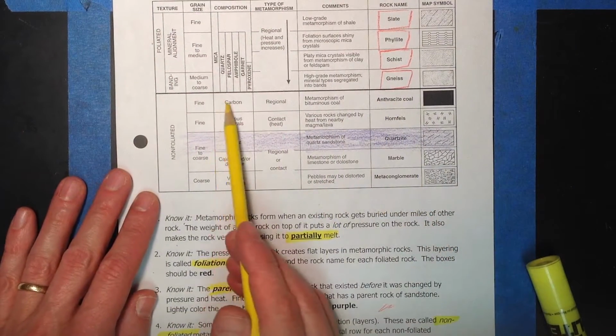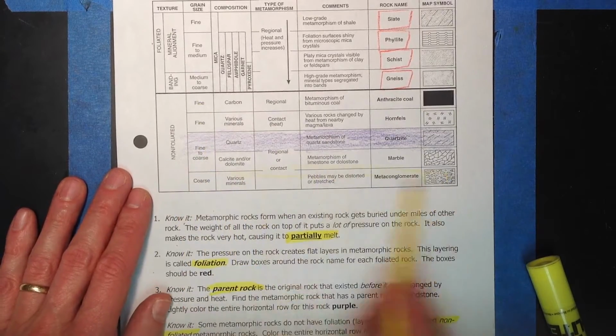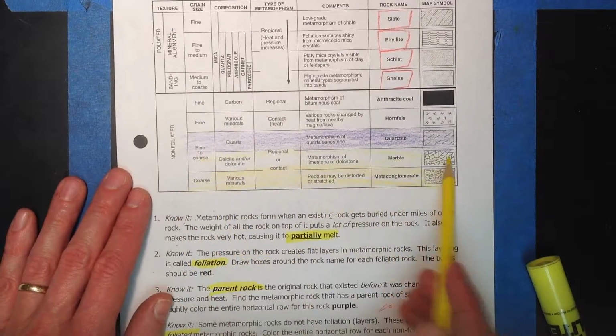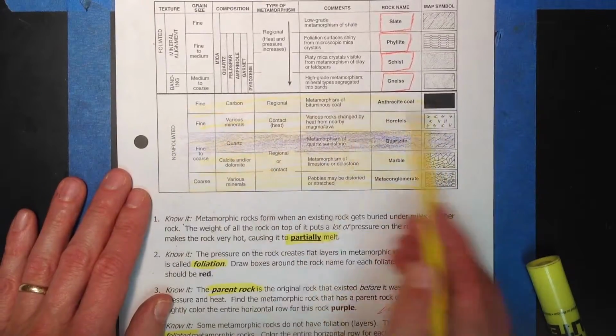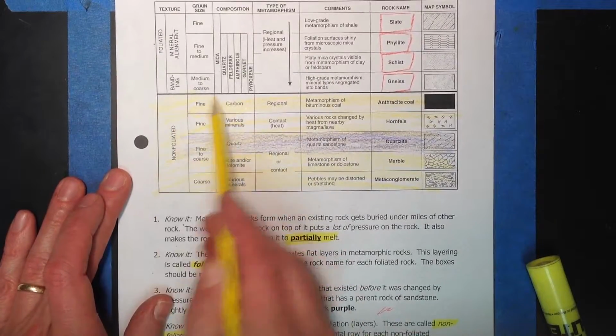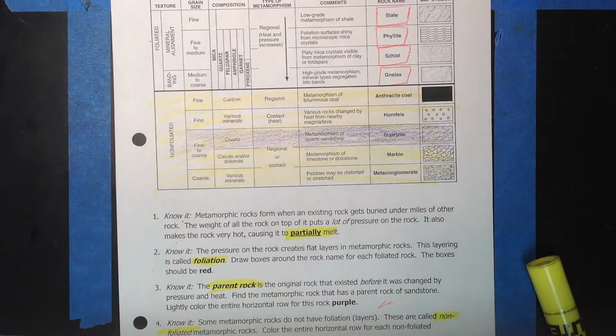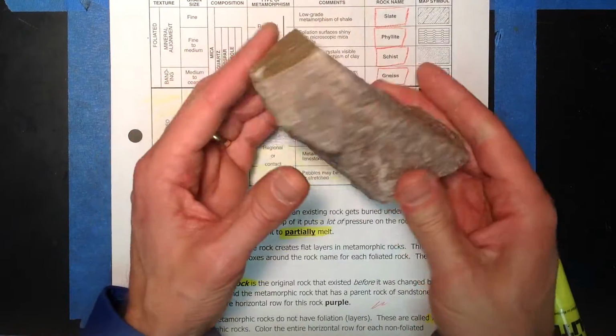Yeah, so it's basically this, this, this. All of these are non-foliated, so all this gets colored yellow. And you color right over the purple, that's fine. You can color this, it doesn't really matter. Okay, non-foliated, here are some examples, we'll go back to this. Non-foliated, don't see any layers here.